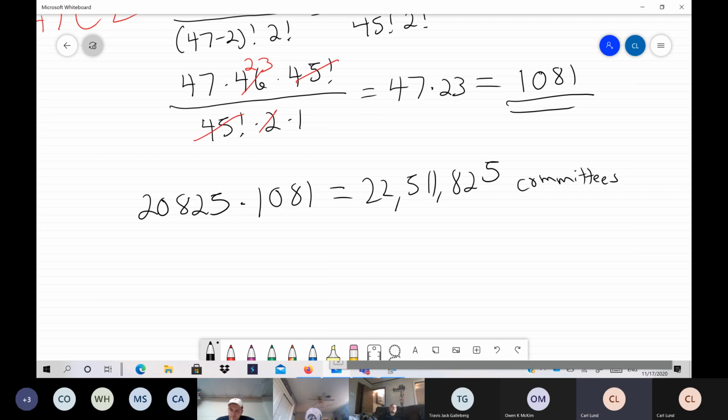So you may occasionally have to do combinations of more than one thing at a time, like we did here. So combinations, order does not matter. Permutations, order definitely matters. Are there any questions about combinations, permutations, or the counting principle from last time?